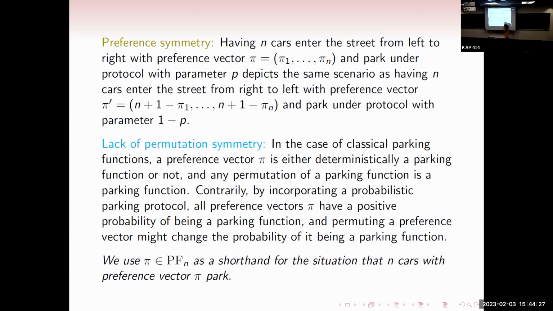For the previous example, you can already see that. We should also mention that here, pi in PFA is just shorthand for the event that n cars with preference vector pi park. Every preference sequence will be able to park, just with different probabilities. So we interpret this as asking: what is the probability of such an event happening?